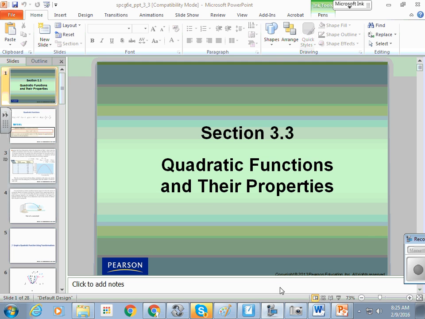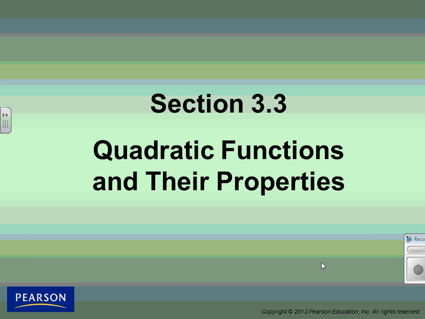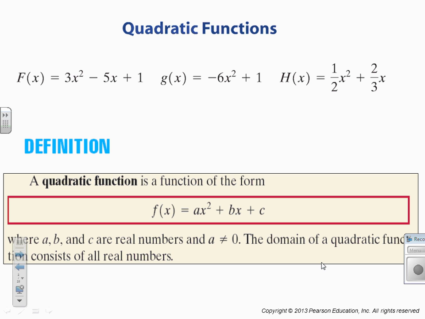Okay, so this is section 3.3, quadratic functions and their properties. So here's some examples of quadratic functions, but technically a quadratic function is f of x equals ax squared plus bx plus c, where a, b, and c are real numbers and a is definitely not equal to 0.